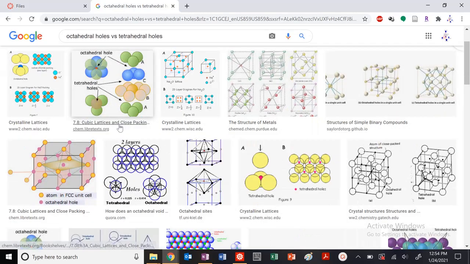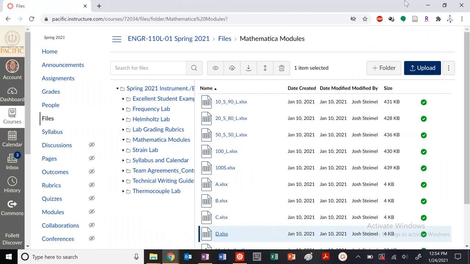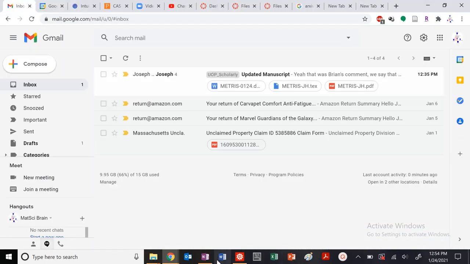So let's look for a good diagram here. Octahedral sites, again, they're going to have 6. That tetrahedral hole is going to have 4. So just the number of nearest neighbors. I need to refresh myself on this memory.